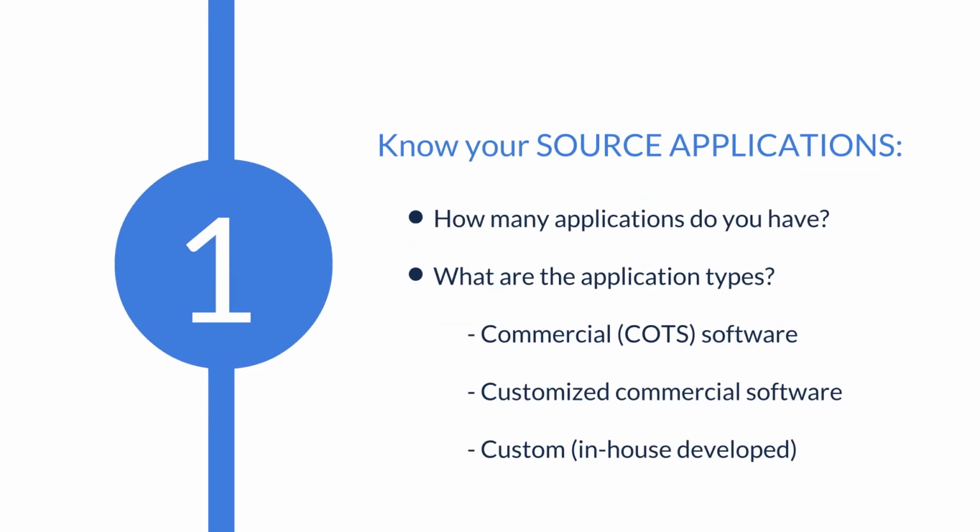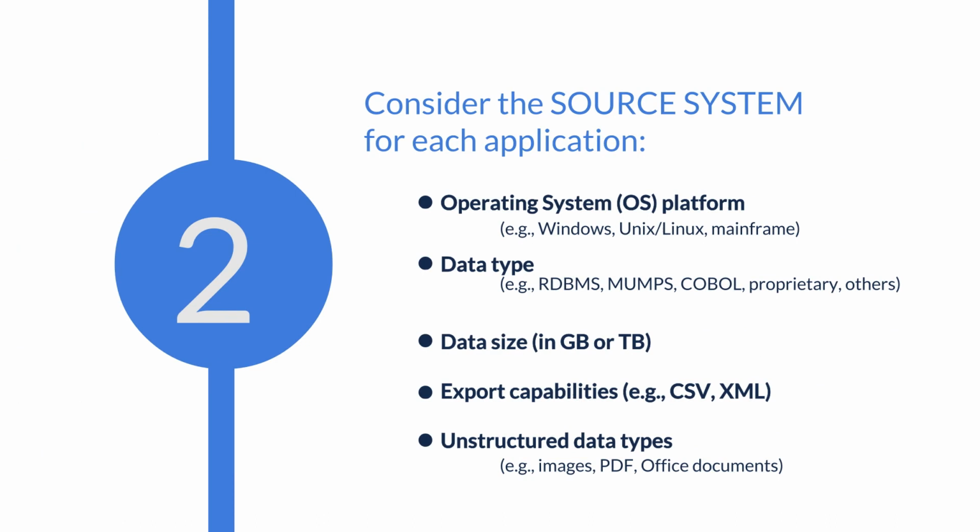First, you need to know your source applications. That is, how many applications do you have? And what are the application types? Are they commercial, off-the-shelf applications, customized commercial software, or custom in-house developed systems? Second, you need to consider the source system for each application. This means knowing the operating system platform, the data type and size, the export capabilities of the application, and if there are any unstructured data types.